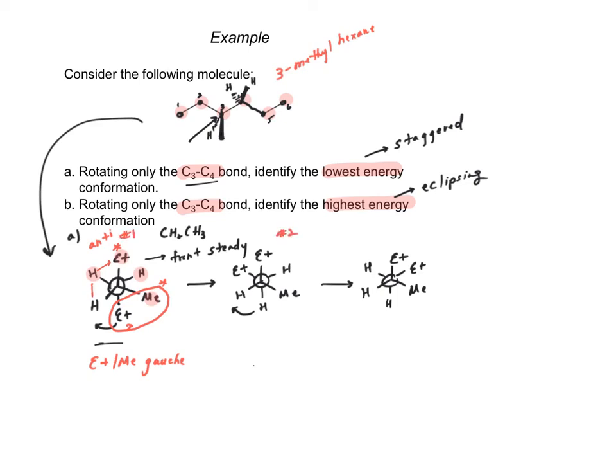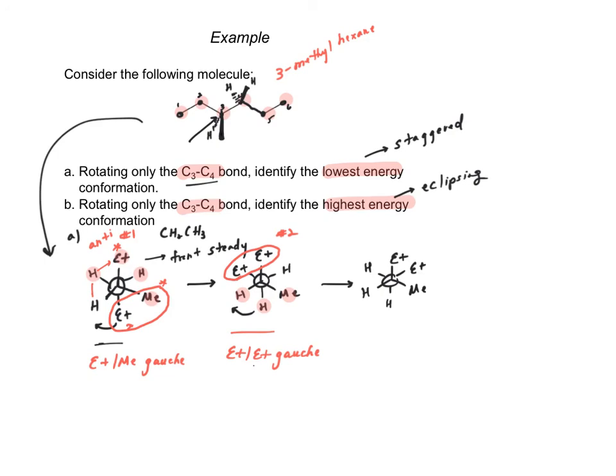Here, we have a couple different interactions, or one interaction. So again, we don't care about hydrogen, we don't care about these guys. The only thing we care about is this ethyl ethyl gauche, right? They're 60 degrees away from one another. So for this guy, we have an ethyl ethyl gauche. That's going to cost us energy. And then on the last one, we've got a couple of different ones, right?